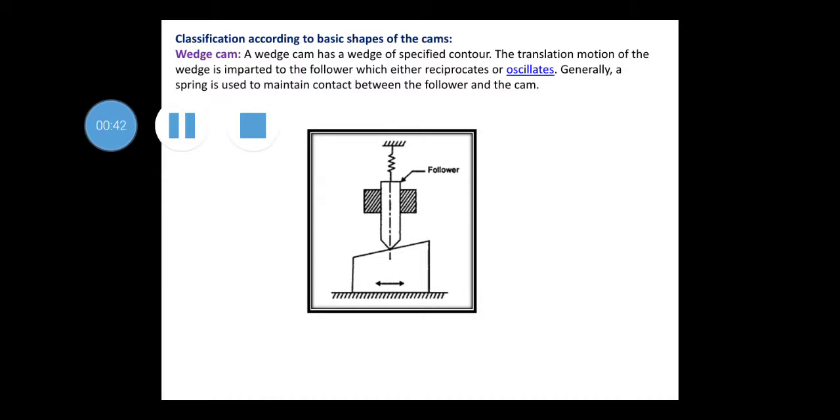In the classification of cams, one type was remaining, so we will look at the wedge cam. Here a cam has translatory motion and the profile of the cam is formed on one side of the cam, as shown in the figure. The wedge cam has a wedge of specific contour. The translatory motion of the wedge is imparted to the follower, which either reciprocates or oscillates. Generally, a spring is used to maintain contact between the follower and the cam.